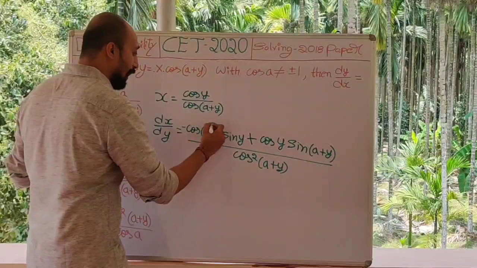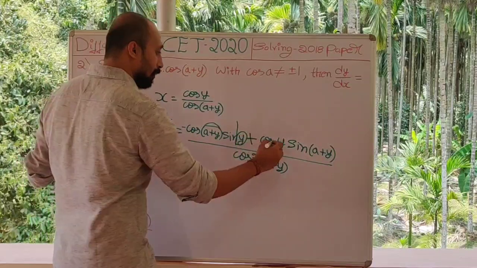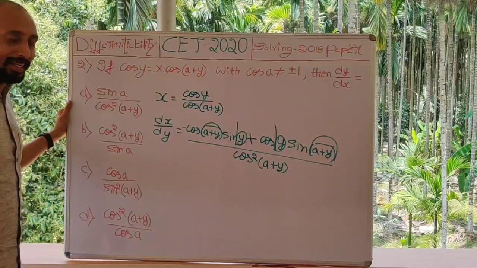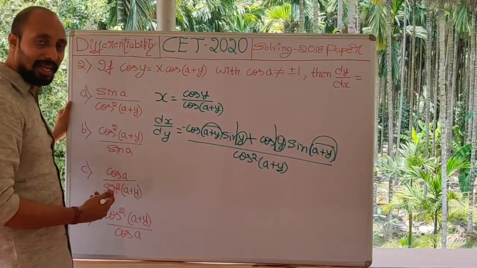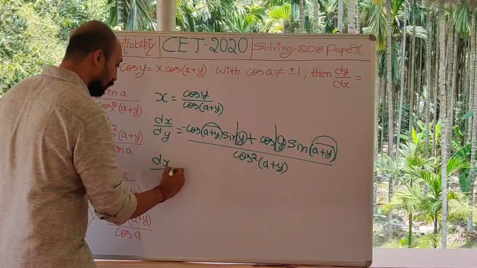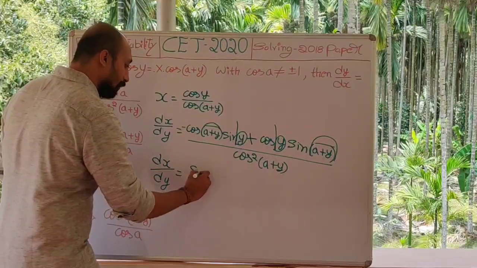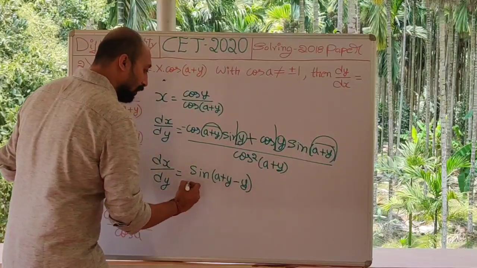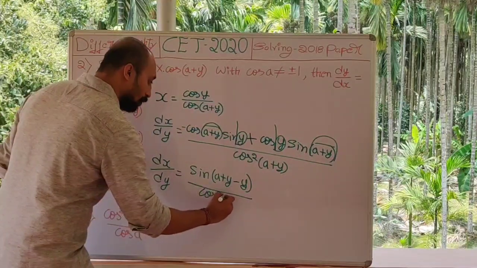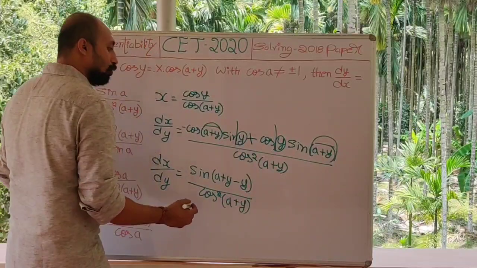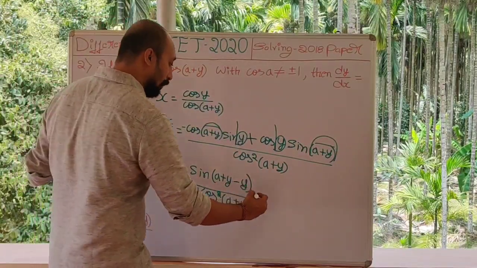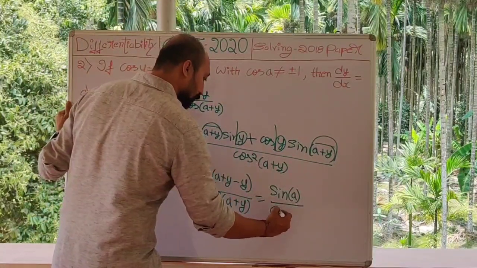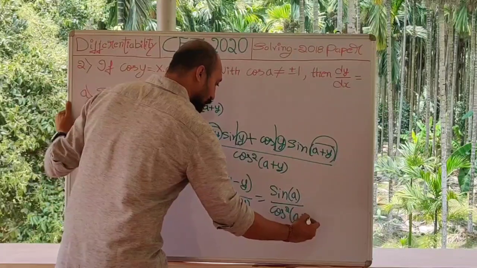So consider this as a, this as b, and a. So this is the sin(a - b) formula. So if it is sin(a - b), I will have sin(a + y - y) divided by cos squared (a + y). So plus y and minus y get cancelled. What will be remaining is sin a divided by cos squared (a + y).